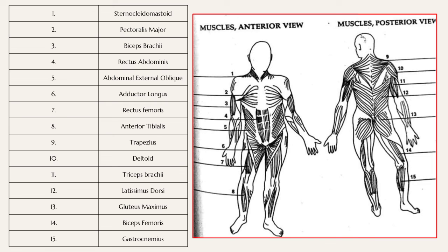For the last one, we have number 15, gastrocnemius, which produces flexion of the leg at the knee joint and the plantar flexion of the foot at the talocrural joint, also known as the ankle mortise. Furthermore, the gastrocnemius is most effective when the knee is in an extended position and the ankle is plantar flexed.